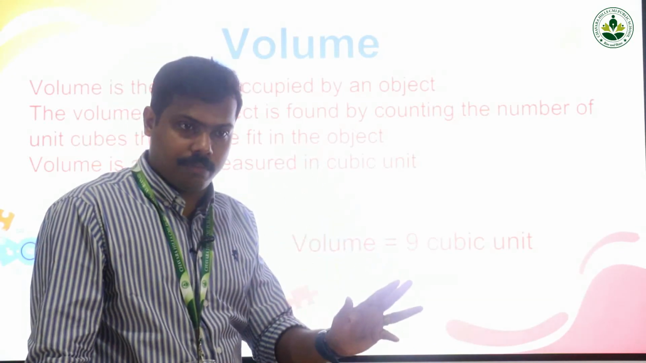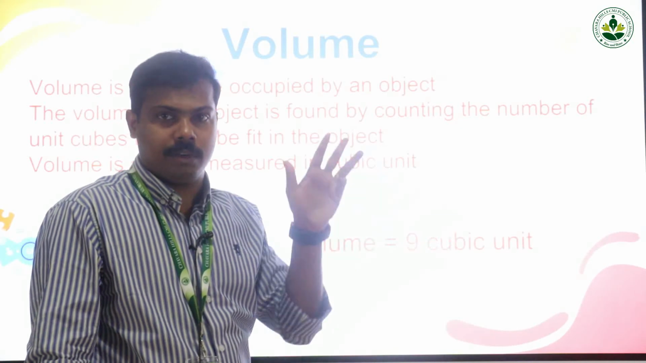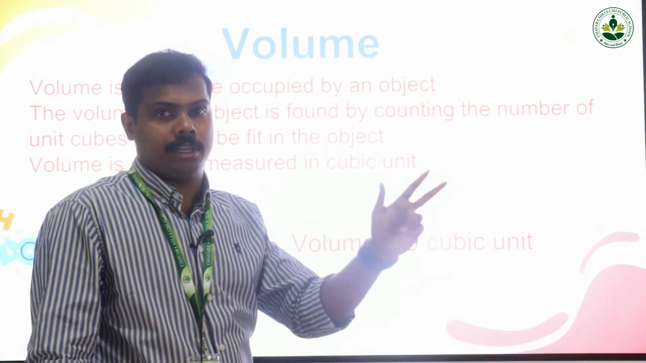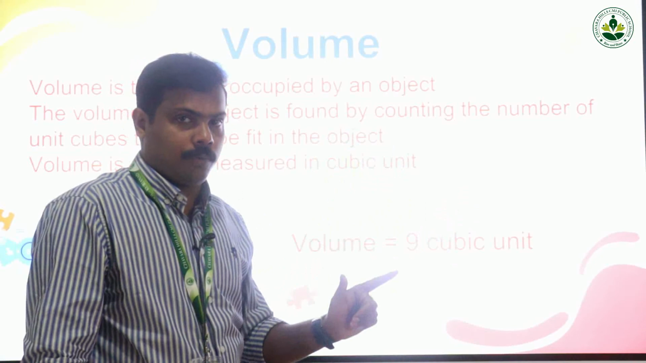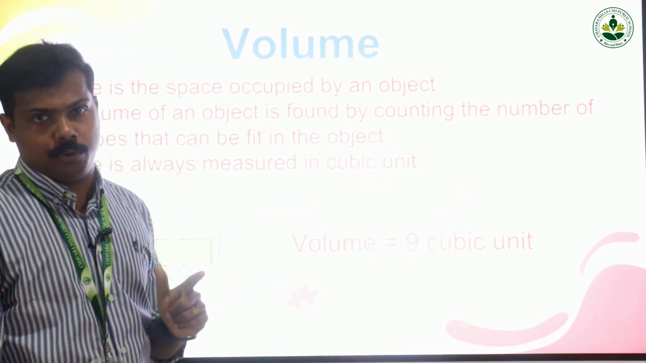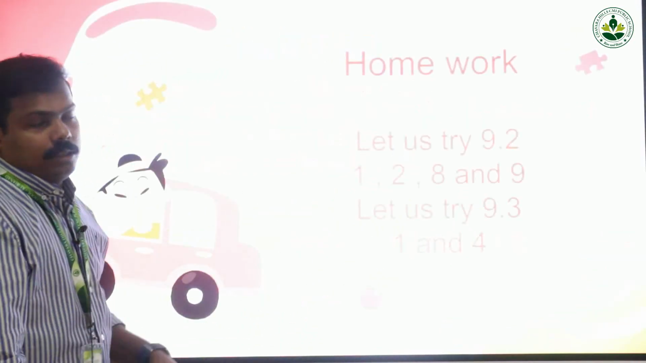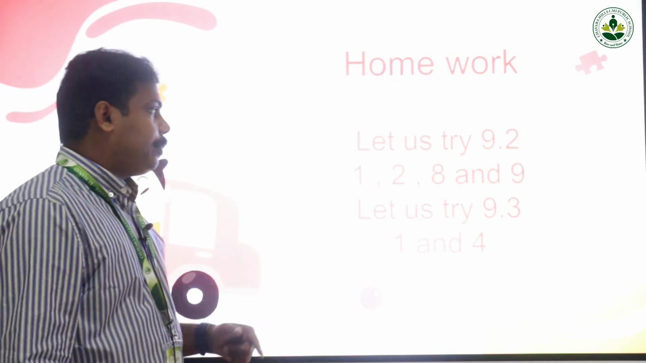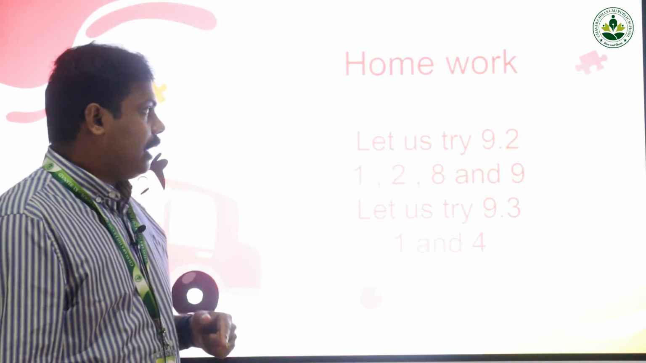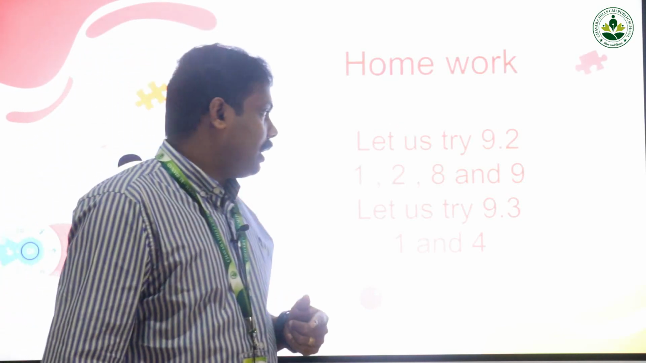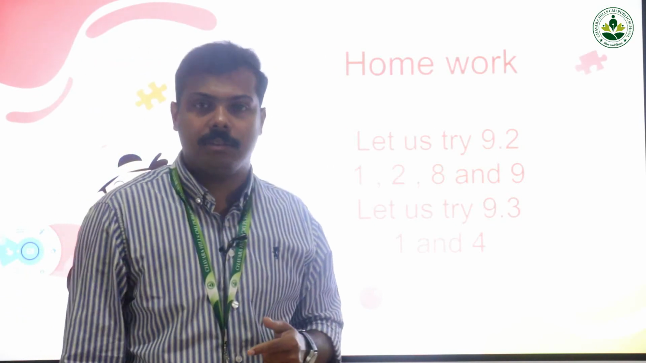For the perimeter we use centimeter, meter, the given one. For area, square centimeter, square meter, square kilometer. For volume it is cubic unit. Okay, and your homework questions, let us try 9.2, question number 1, 2, 8 and 9. Let us try 9.3, question number 1 and 4.